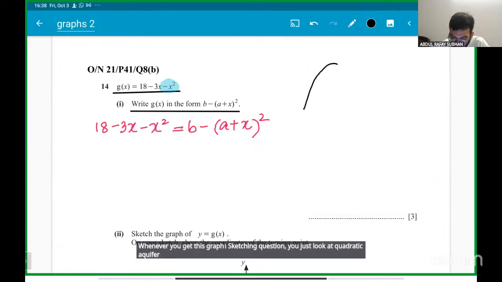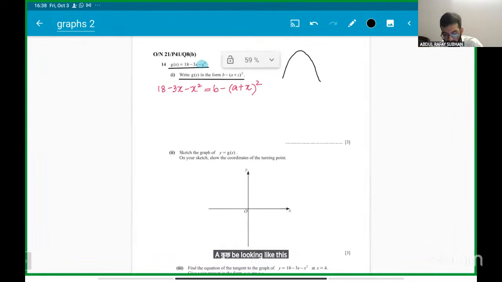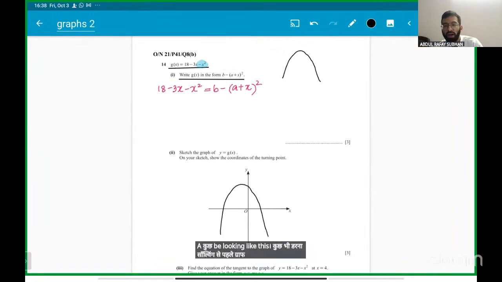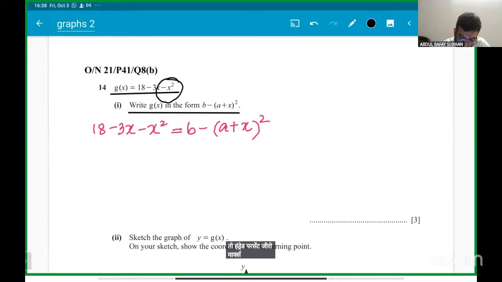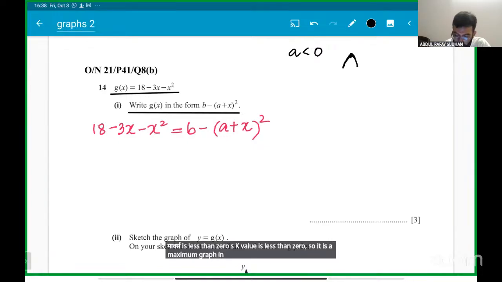Whatever it is, the graph will be looking like this. It doesn't matter, before solving, the graph will be made like this. If your graph is not like this, it is 100% wrong, 100% zero marks. Because this is minus x square, it means that the a value is less than zero, so it's a maximum graph. It will be a maximum turning point.